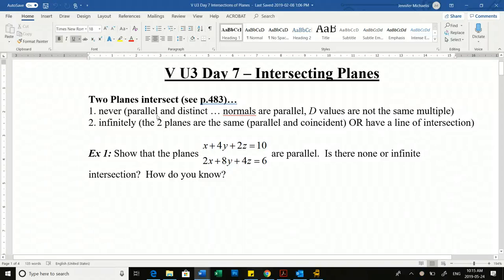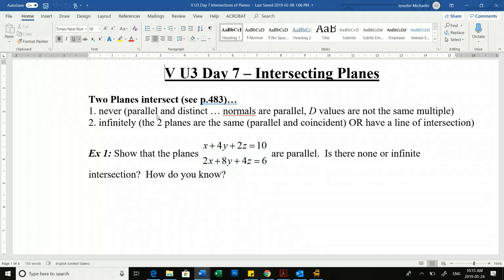So today we're going to talk about the different ways that planes can intersect in 3D space. When we say planes, we're going to take a look at a scenario where we have two planes, or a couple scenarios. And then we'll take a look at some scenarios where we have three planes intersecting in 3D space. Let's start with two planes.